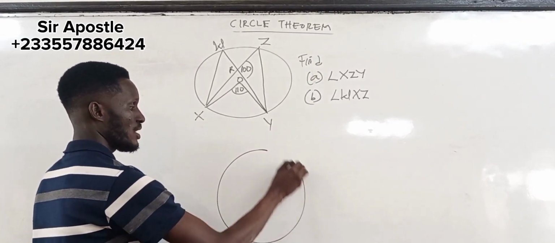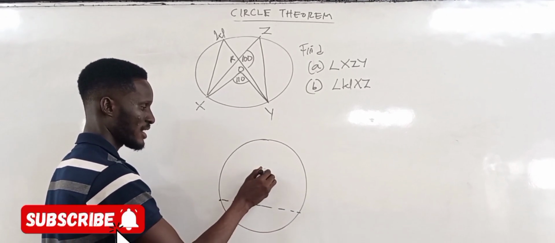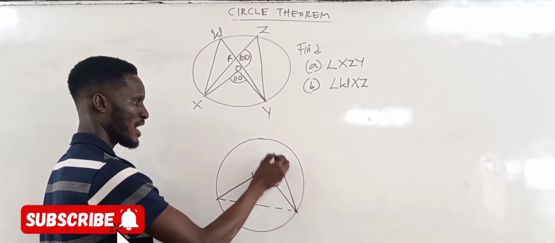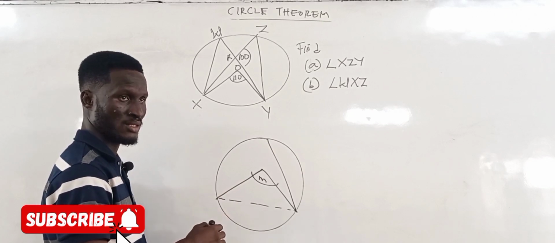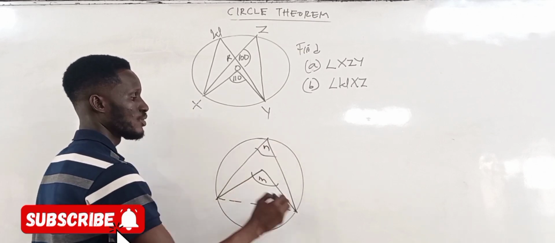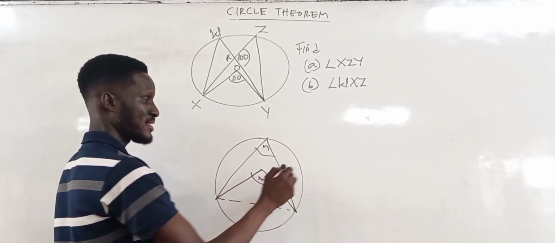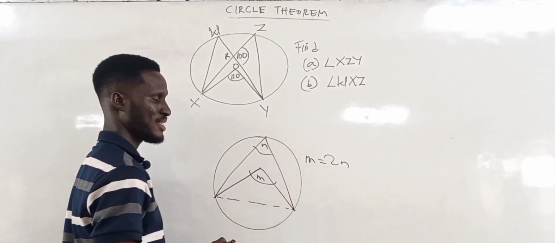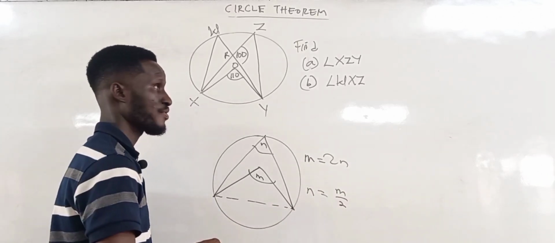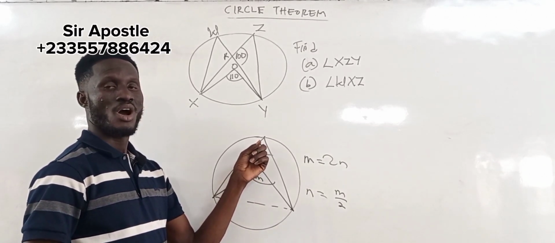We said that if we have a chord and the chord forms an angle at the center of a circle, let's say M, the same chord forms an angle at any point on the circumference of a circle, specifically in the same segment. When we multiply the angle at the circumference by 2, it will give us the angle at the center. So M is equal to 2N. The same way, if you want to make N the subject, it will be M divided by 2. So half of the angle at the center will give us the angle at the circumference of a circle.